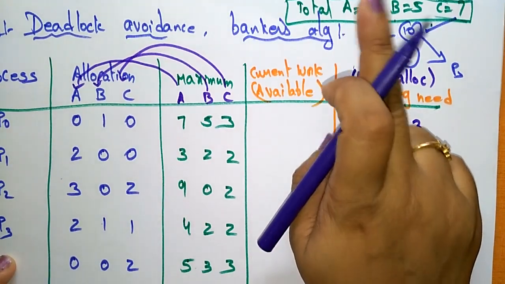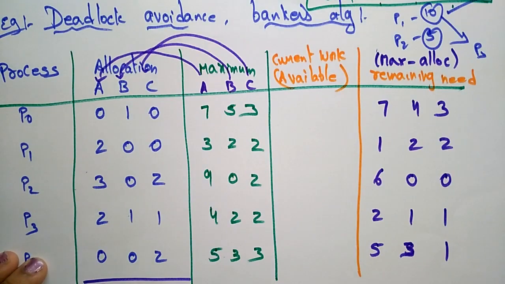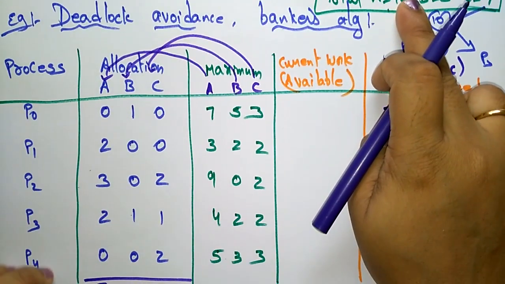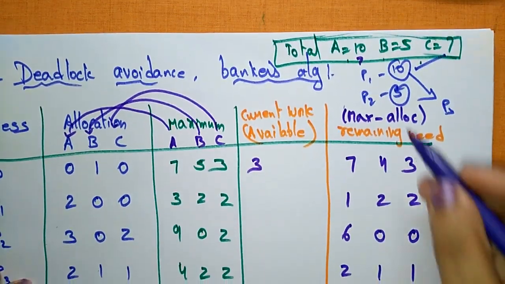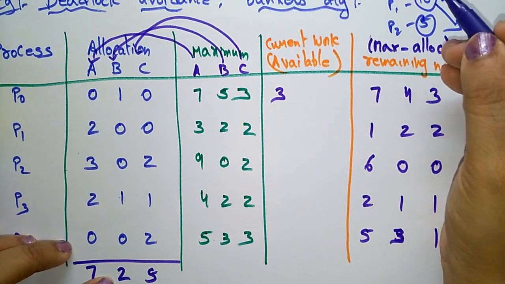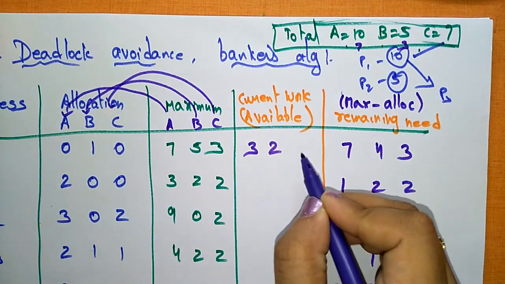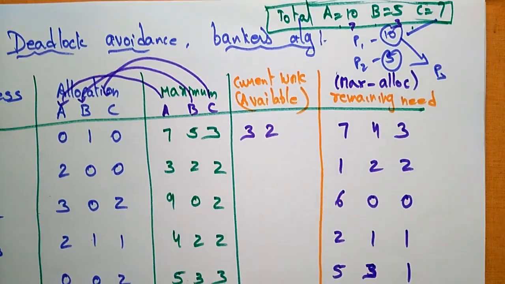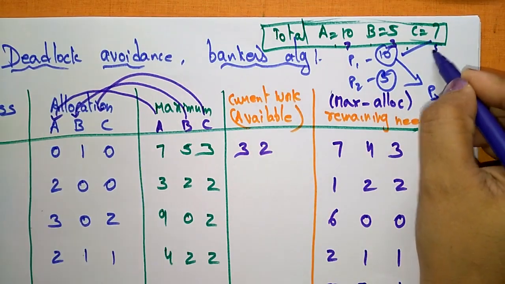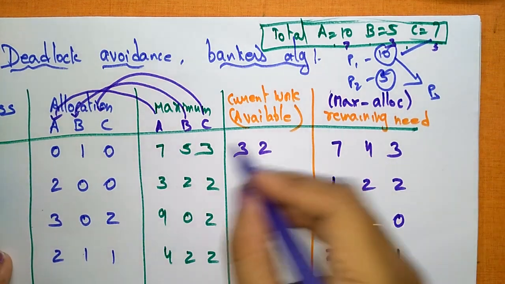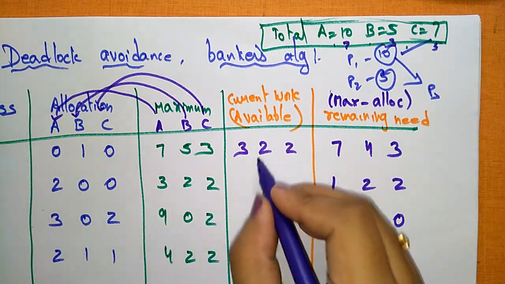We know the total, so if you subtract allocation from total, you will get the current work. The total is 10 for A and the allocation is 7, so 10 minus 7, we get 3. Okay, and for B, 2 is allocated and the total is 5, so 5 minus 2, you will get the current work of B. In the same way, C is 7 and the allocation is 5, so 7 minus 5, you will get 2. Sorry, for B, 5 minus 2, you will get 3.